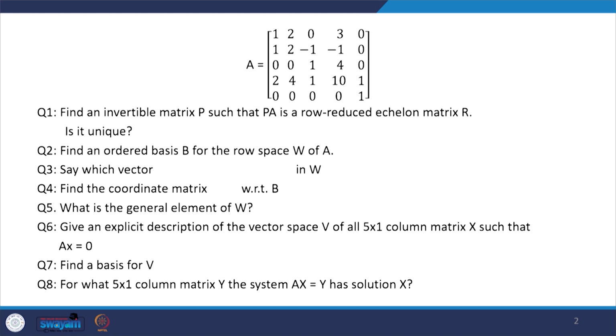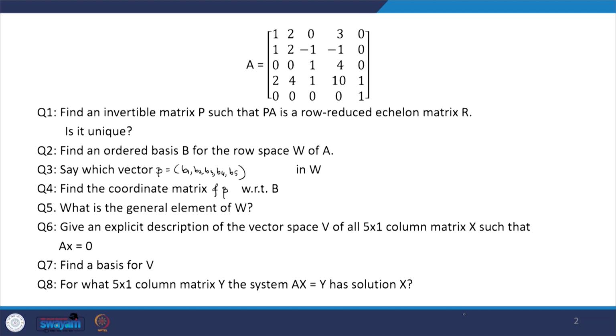Third, which vector beta equal to B1, B2, B3, B4, B5 is in the subspace W, and find the coordinate matrix of beta with respect to the ordered basis B. Then 4 more questions: what is the general element of W, what will be the structure of the solution capital X of the system Ax equal to 0, what will be the basis for the solution space of the system Ax equal to 0, and for what set of 5 cross 1 column matrices y will the system Ax equal to y have a solution X.